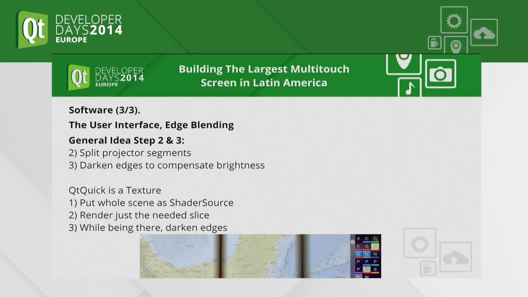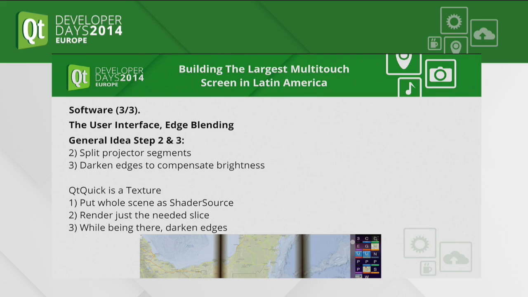For a couple of days I was nagging people at the IRC channel, asking for some stuff and reporting my findings, because I found some bugs. People told me something would happen, and it happened. What I found was different. But anyway, I can put the whole scene as a shader effect source. So I just nest my scene in a subtree, and I just render the needed slice. And while I am there, I just darken the edges.